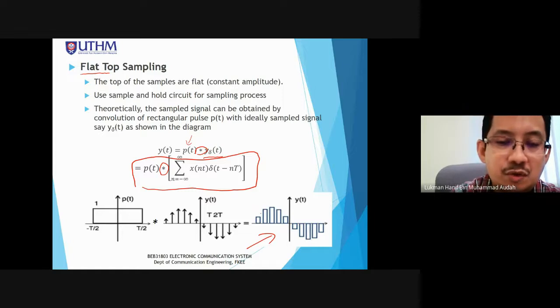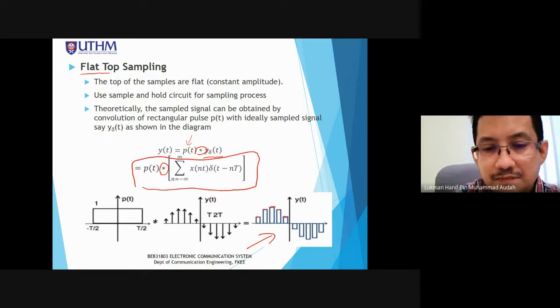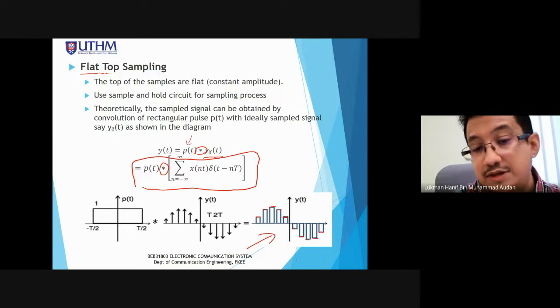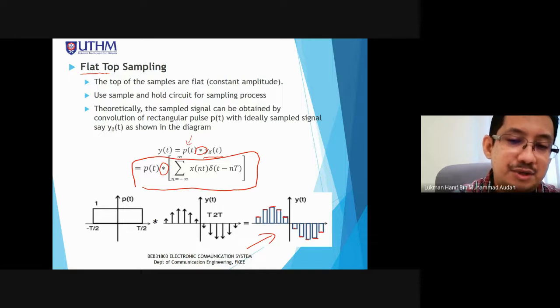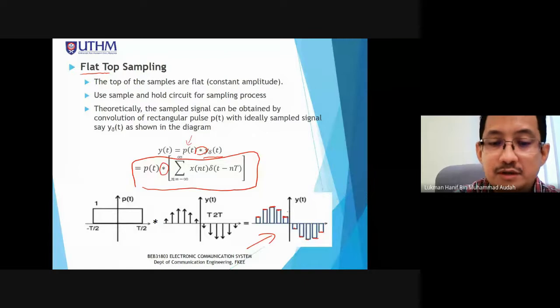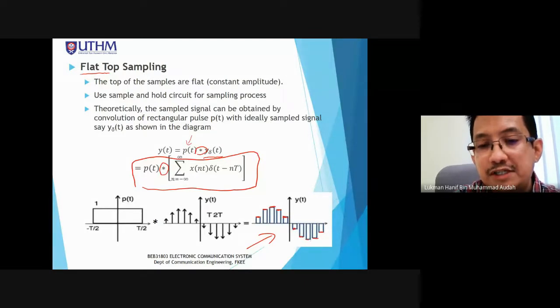Okay, so if you see from here, the top is flat like this. Okay, so there are good things about having a flat top like this. One of it is that we can reduce the amount of error or the amount of noise in the output. Okay, adanya flat seperti ini kita boleh kurangkan error pada output. Error dalam digital dia menyumbang kepada noise.